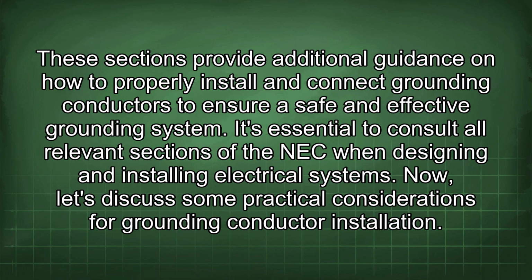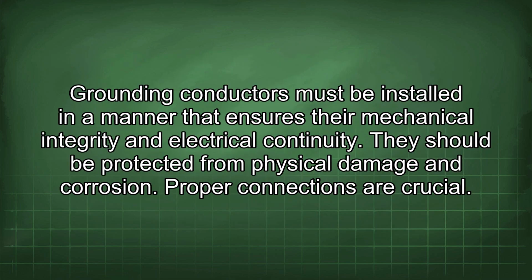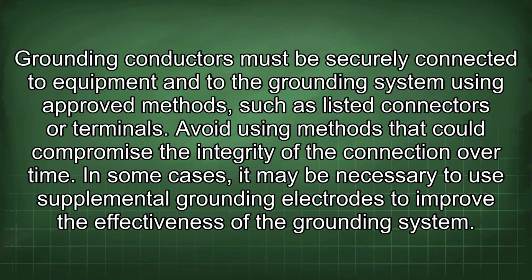Now let's discuss some practical considerations for grounding conductor installation. Grounding conductors must be installed in a manner that ensures their mechanical integrity and electrical continuity. They should be protected from physical damage and corrosion. Proper connections are crucial. Grounding conductors must be securely connected to equipment and to the grounding system using approved methods, such as listed connectors or terminals. Avoid using methods that could compromise the integrity of the connection over time.